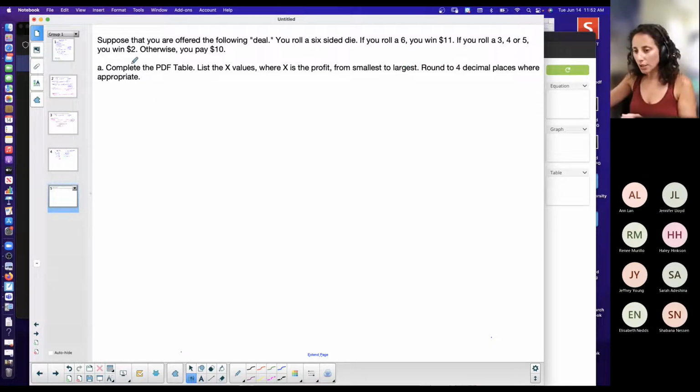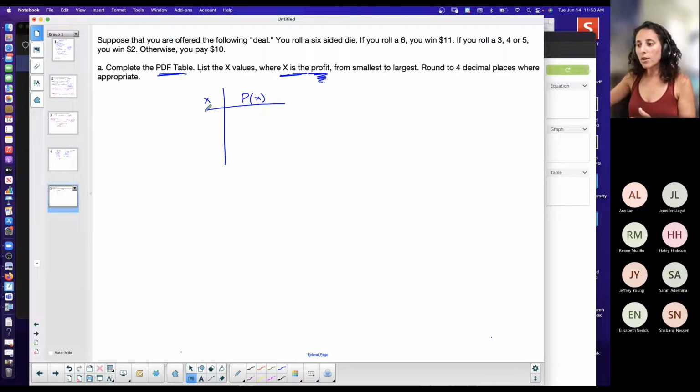So complete the binomial probability table, list X values, where X, now they tell us what our random variable is going to represent, X is the profit, from smallest to largest, and round to 4 decimals. So I'm going to create my table. If it's a probability distribution table, I have all the possible outcomes here and their corresponding probabilities here.